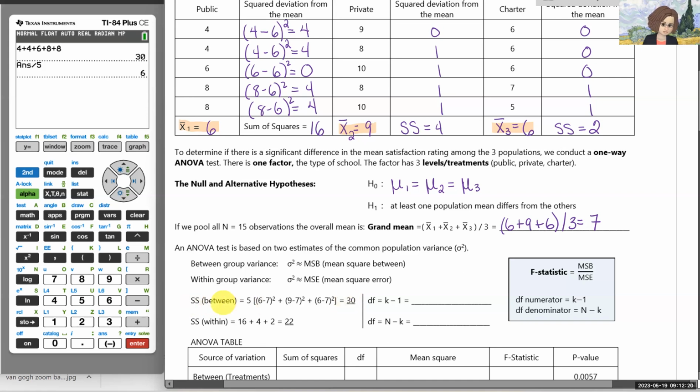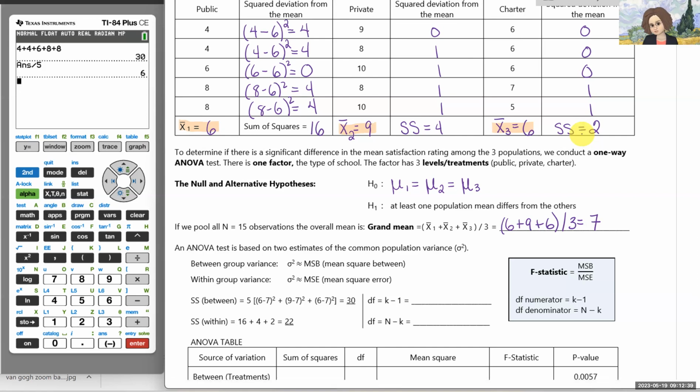So between the groups is basically looking at sample means compared to the grand mean. Within the groups is just looking at each group on its own within its population from which the samples were drawn. All right, so again, that may seem not crystal clear. It doesn't have to be. Just trying to get you a feel for what we're measuring.